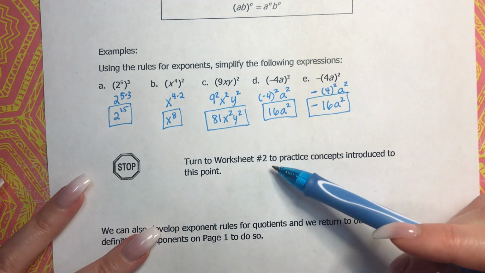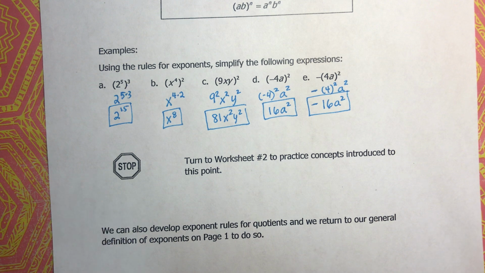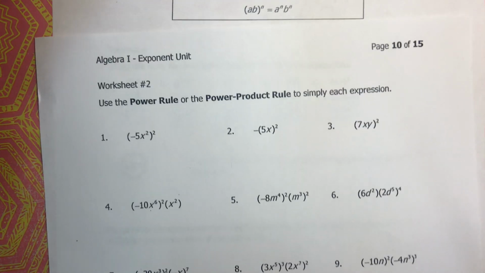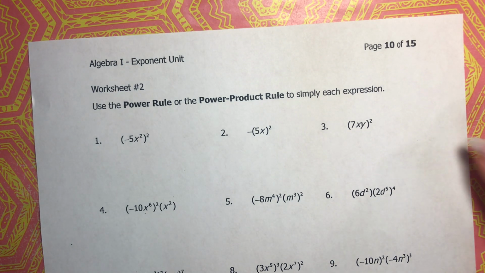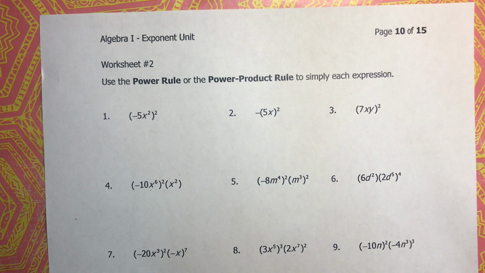Okay, so now it's time to turn to worksheet number 2. Let's go ahead and look. Okay, worksheet number 2 is on page 10 of 15. Do you see the page numbers right here on the top? So go ahead and flip to that page, please. Okay, are you there? Did you find it?